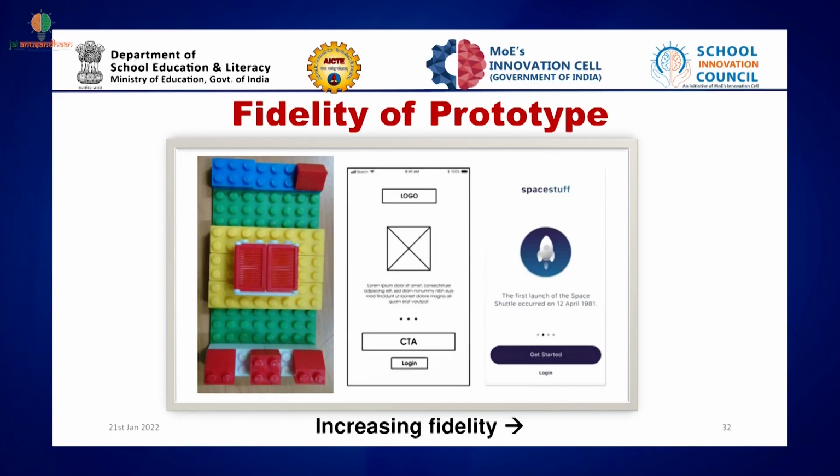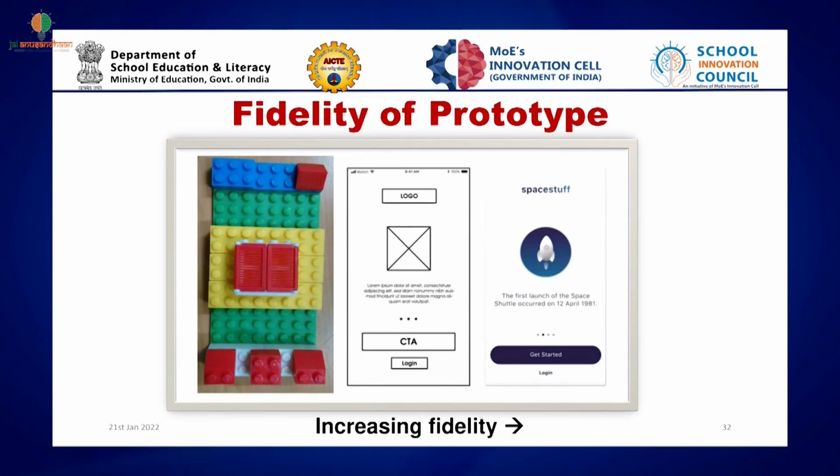So, depending on what is the idea, what is the solution, and what is the problem, you can choose the fidelity. And in all scenarios, there will be an increasing fidelity level, from the first prototype to the second, third, fourth prototype. The first prototype may be rough sketches, or even you can use your toys, like building blocks, etc., in order to make them, which I'm sure most of you might have access to.